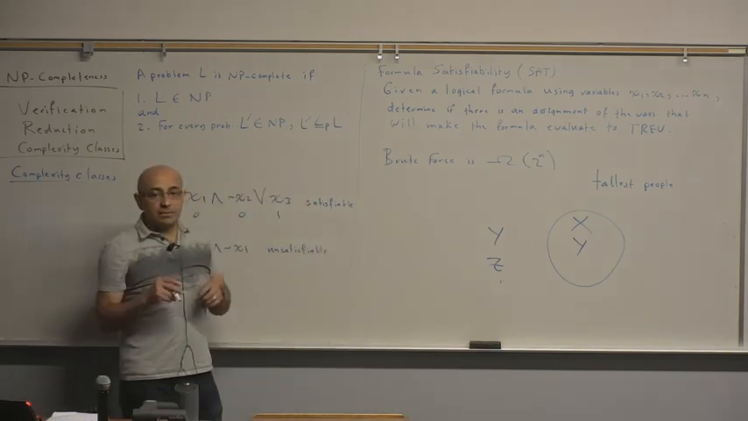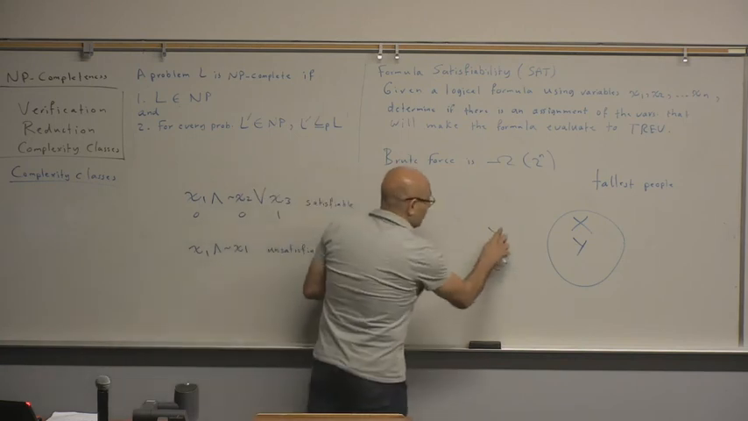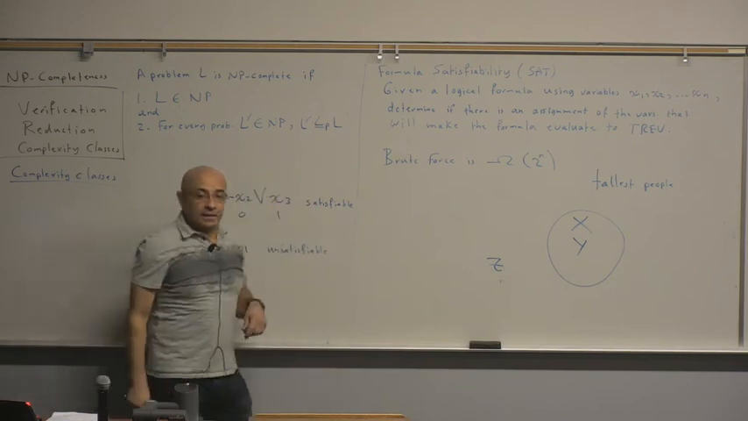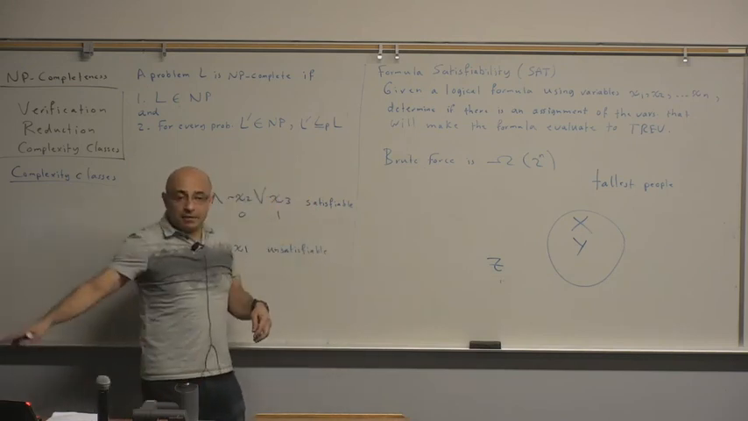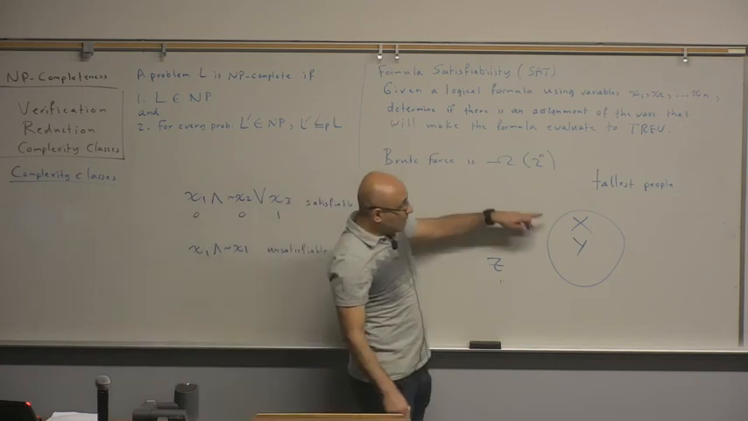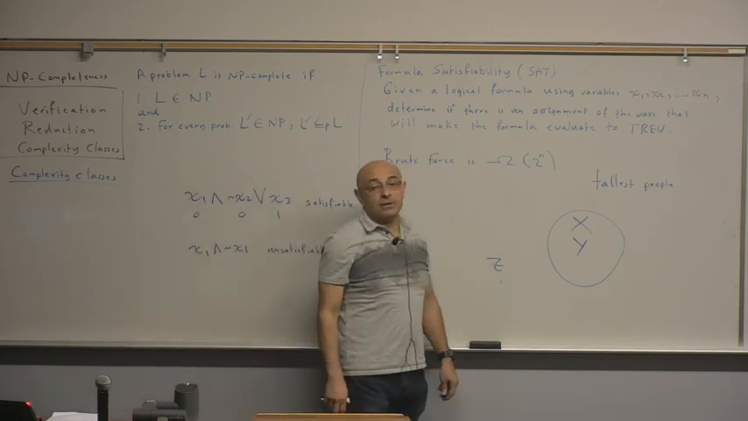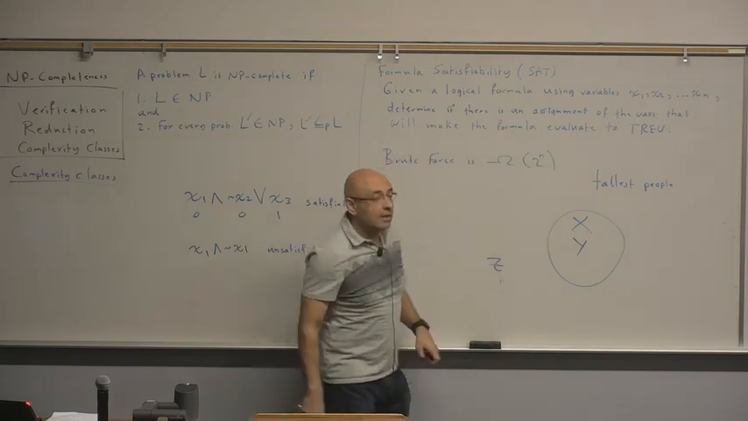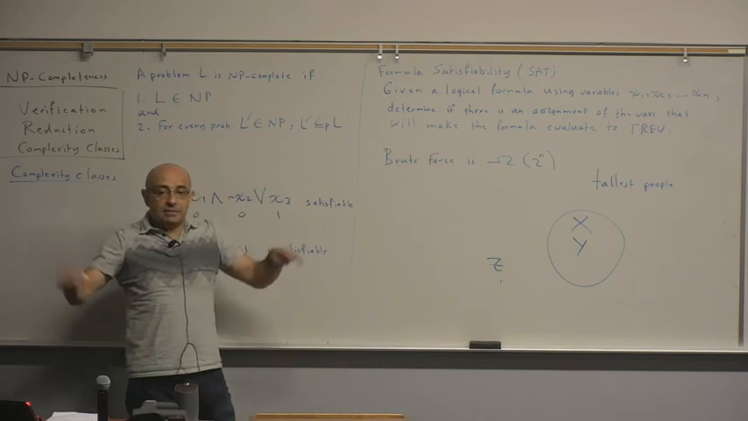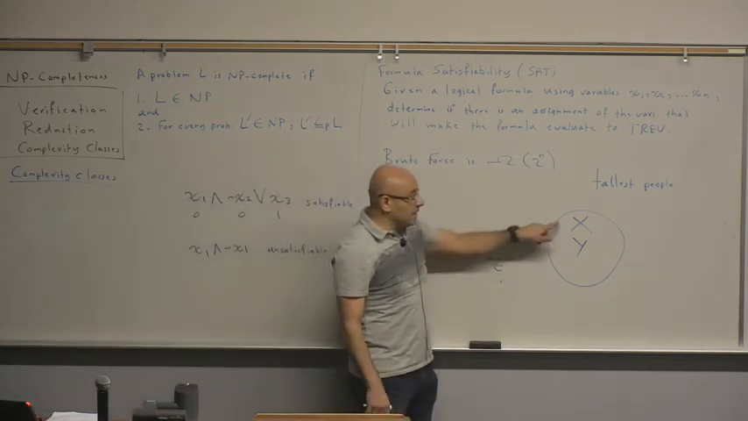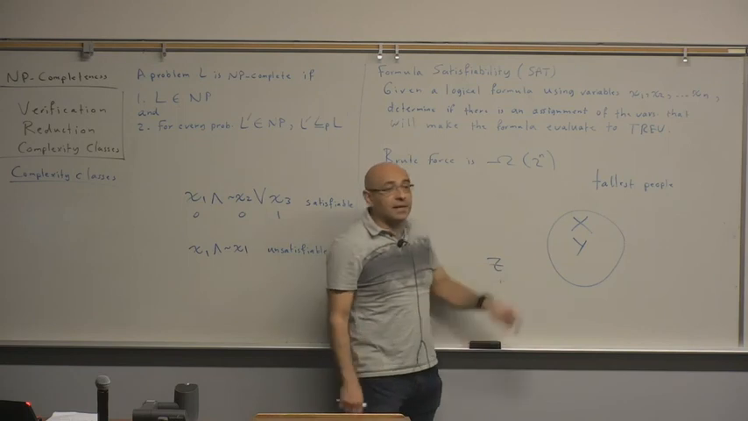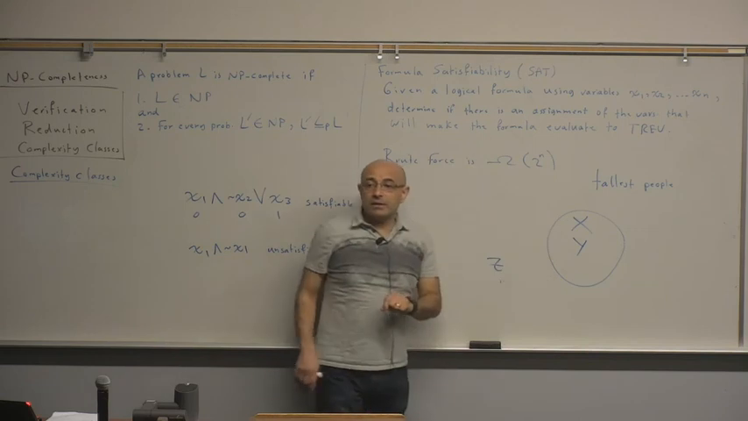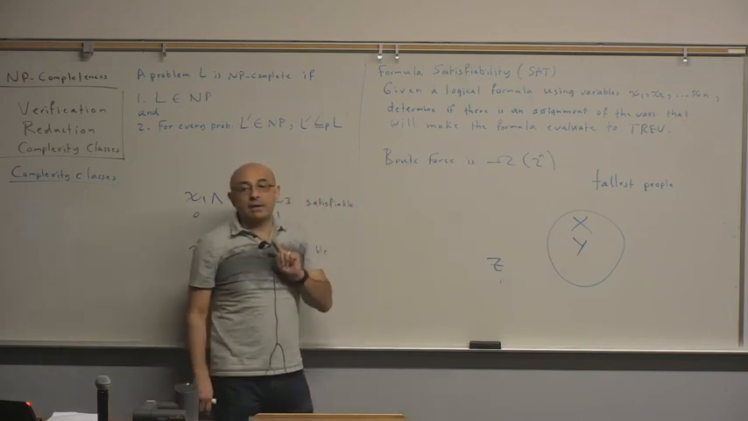And then if you have person Z, who claims that he is one of the tallest people on campus, then in order to accept person Z in the club, you don't have to compare Z with everyone. You just compare him with either X or Y, because these people are all of the same height. So it suffices to compare Z with only one of the people who are already in the club.